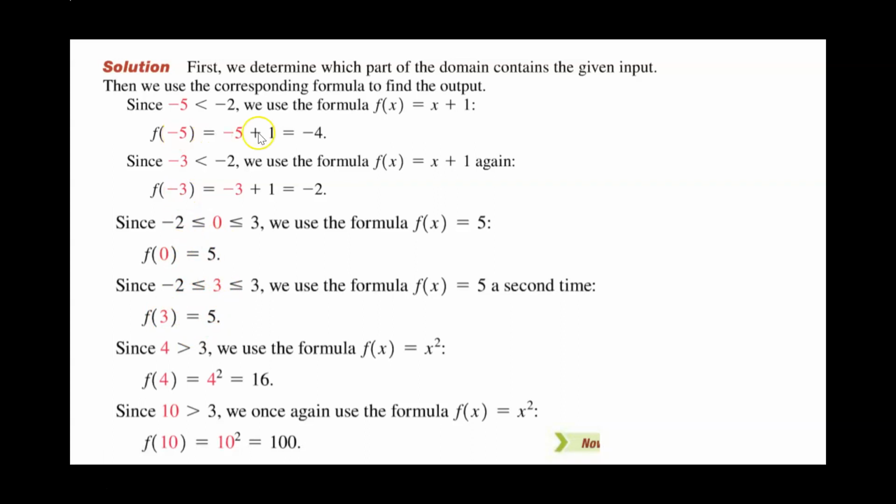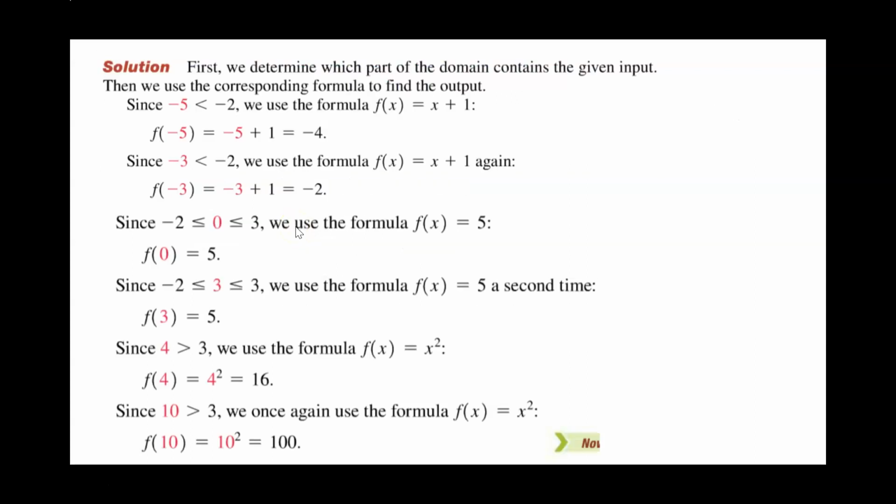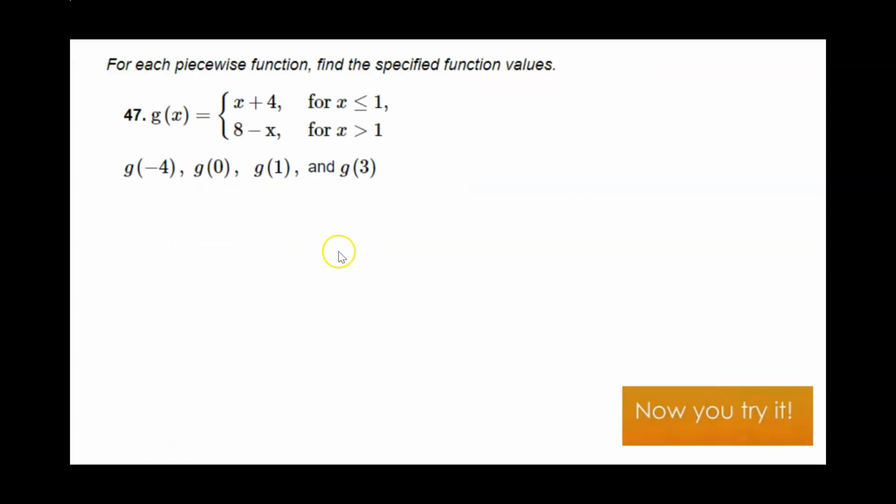And then for -3 and -5, we have -4 and -2 as our answers. So that's how we do piecewise functions. You're given numbers, and we use what's to the right of it to figure out which equation we need to plug the number into to get our answer. So here's another one for you to practice. Just a reminder, go ahead and pause the video so you can try to work it out first, and then hit resume, and I will review the answers.